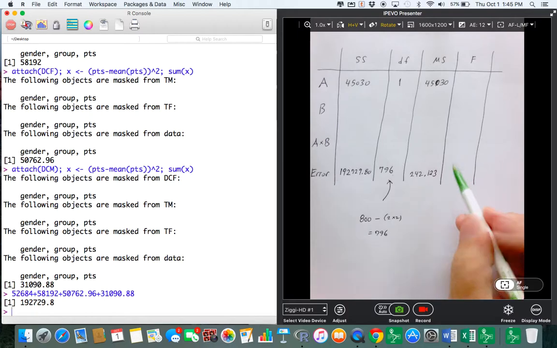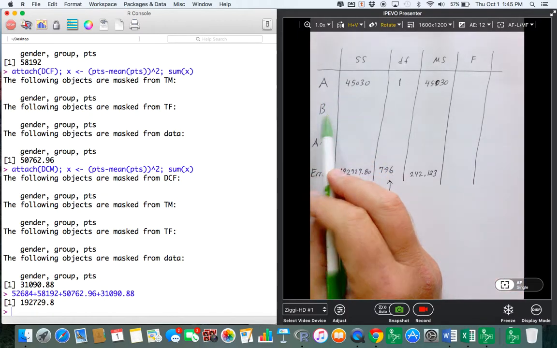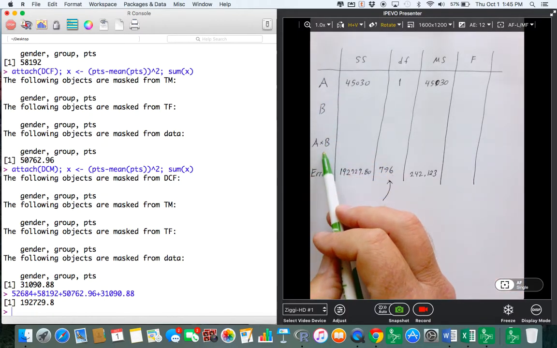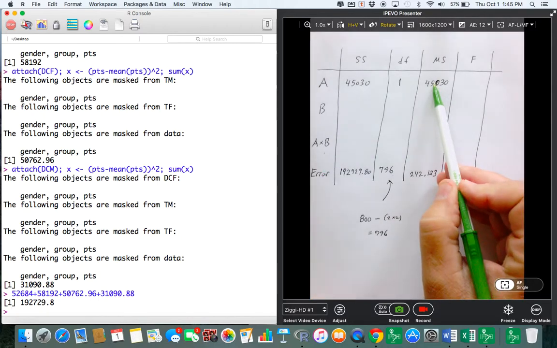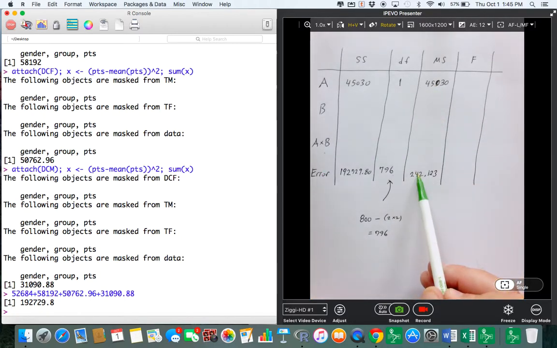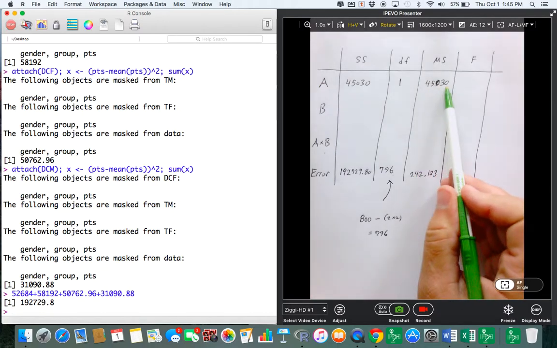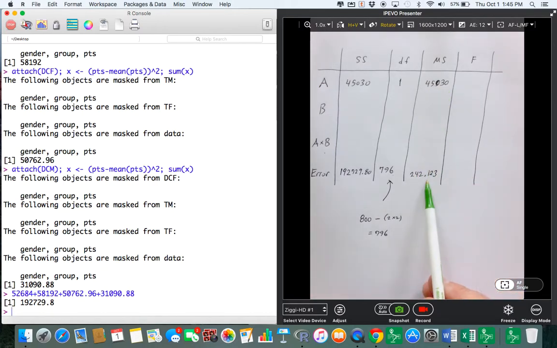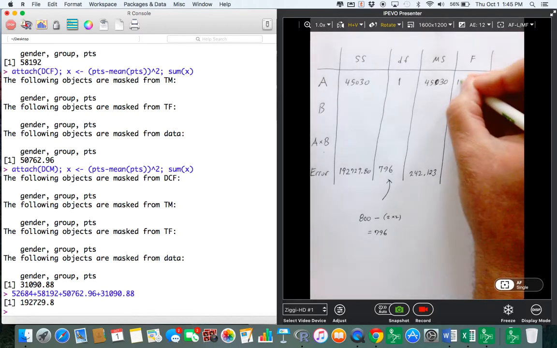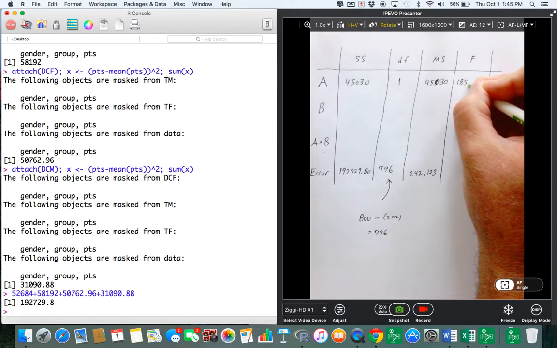the F statistic for our main effect, interaction effect is always calculated the same way. It's the mean square for the term divided by the mean square for the error. So if I take 45,030 divided by 242.123, I get an F statistic of 185.98.